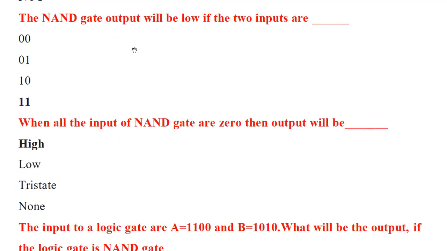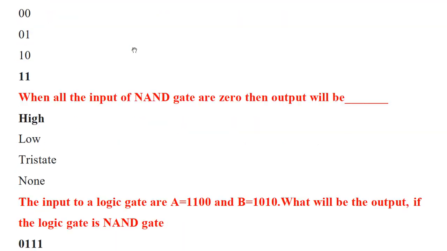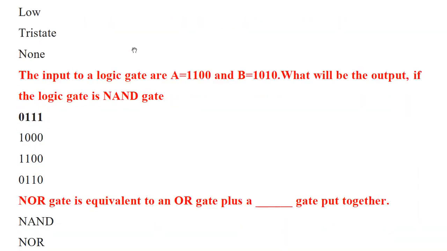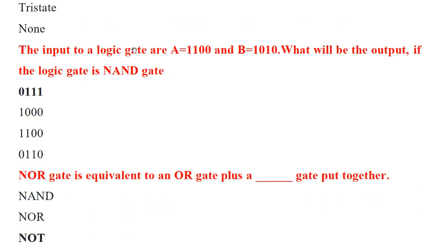Yes, we will get similar kinds of questions. Next, the input to a logic gate are... Read the question properly. Now here A is given as the 4-bit value 1100 and B is given as 1010. So these are both 4-bit inputs. What will be the output if the logic gate is a NAND gate?